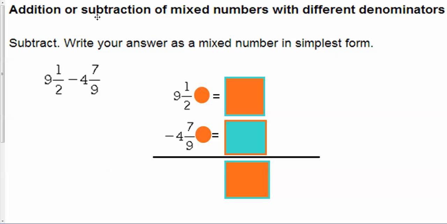Here we have addition or subtraction of mixed numbers with different denominators. This just happens to be a subtraction problem. I have 9 and 5/9 minus 4 and 7/9. Now you'll notice that I wrote them up and down.